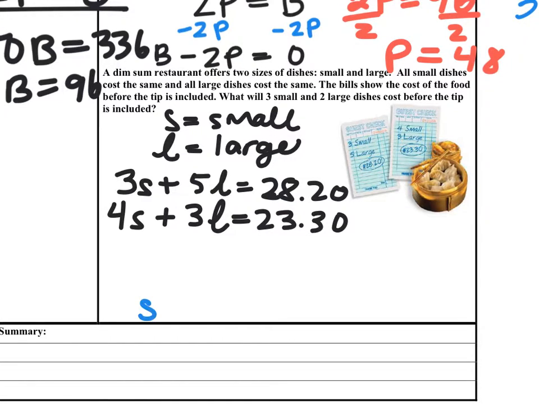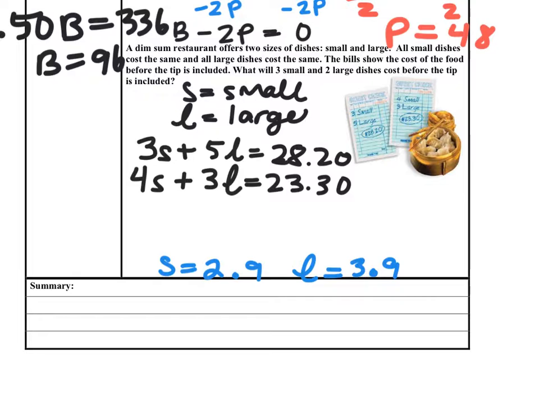Are they pretty numbers or ugly numbers? I got ugly numbers. Here are the answers I got for S and L. Can you have part of a dish? Can you have 1.5? Well, it's the cost. Yeah, it's the cost. You're right. Just kidding.